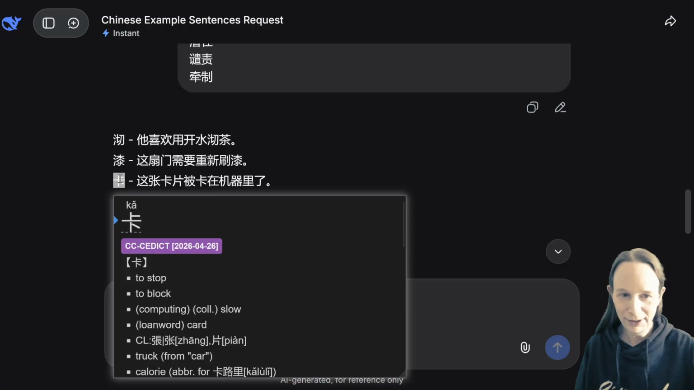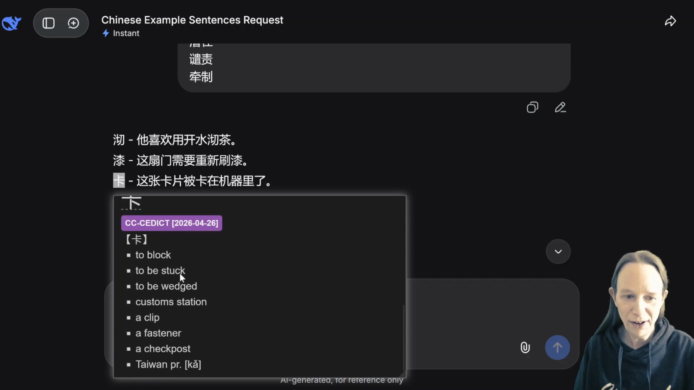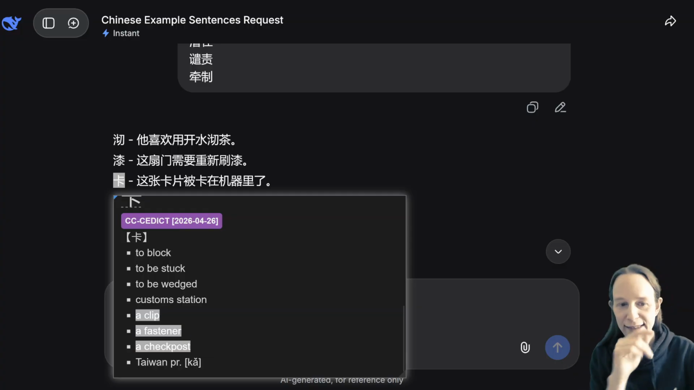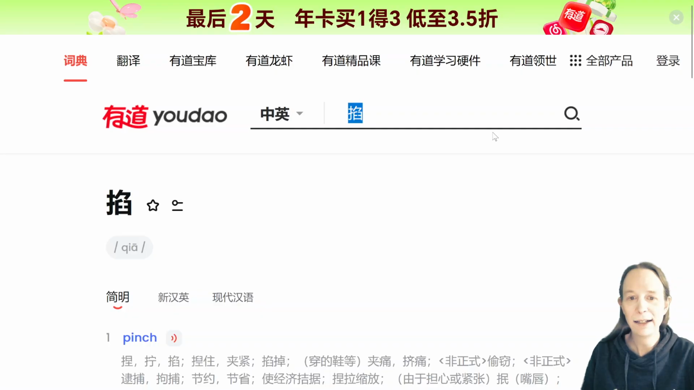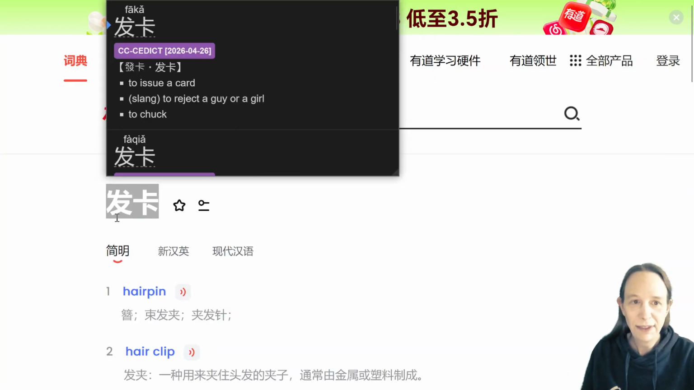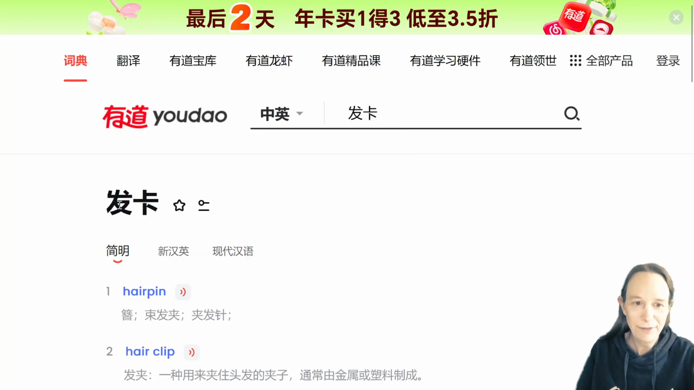All right, we're gonna have to look it up. This is cha, third tone. It could be very similar, just a different character. Oh, there's this one. I have encountered that one. Fa cha. This one. Fa cha. A hair clip. Fa cha.